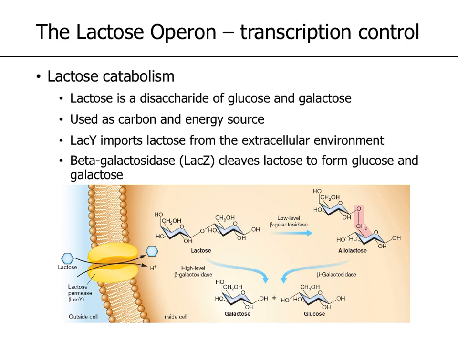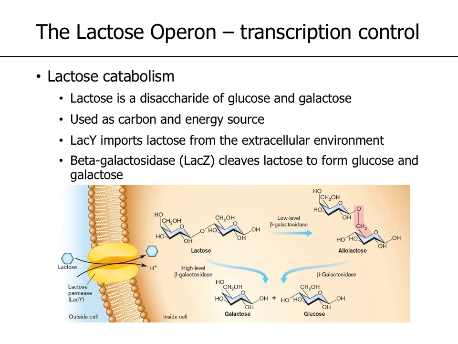Okay, so we're going to talk about two main examples today. We're going to go through it carefully, and if you don't understand, please ask questions. The first one we're going to go through is the lactose operon. The lactose operon controls the genes for lactose catabolism. Lactose is a disaccharide of glucose and galactose, so it can be used as a carbon and energy source.